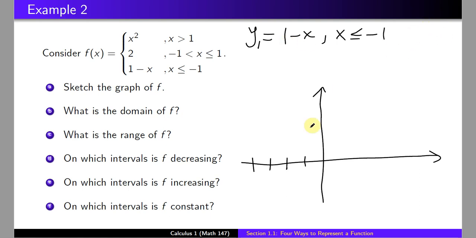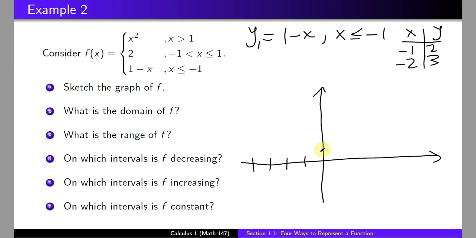The reason being is we want to know what happens right where this piece sort of stops. So we want to know what happens at x equals -1, and then just any other x value over these x values here that are less than or equal to -1. So I'm just going to use -2. So if we plug -1 into the function, we would get out a y value of 2. If we plug in -2, we're going to get out a y value of 3.